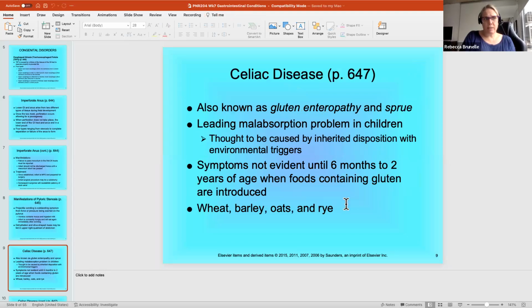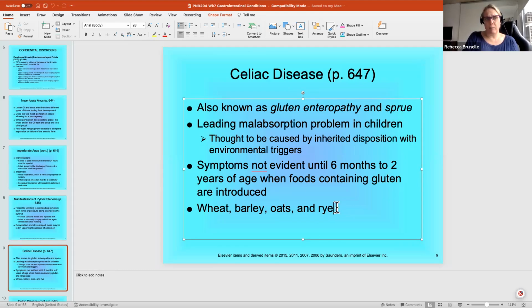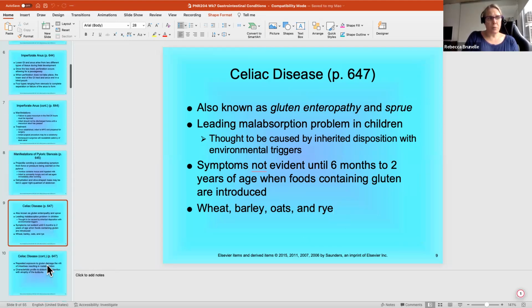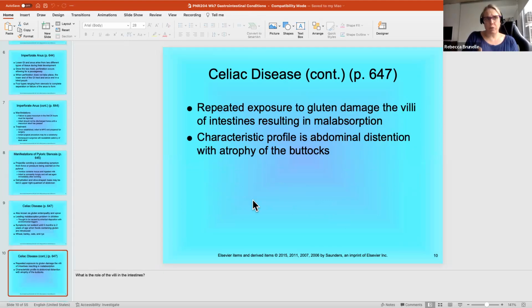Celiac disease is an inability to digest gluten. Gluten is in wheat, barley, oats, and rye. So the main treatment for celiac disease is to avoid the foods that you cannot digest. So it's a lot of diet modification. They can't eat foods that have these grains in them. It causes problems with absorbing their nutrients. So they tend to get abdominal distension. Sometimes they have fatty, frothy stools too, because they're not able to digest things normally.